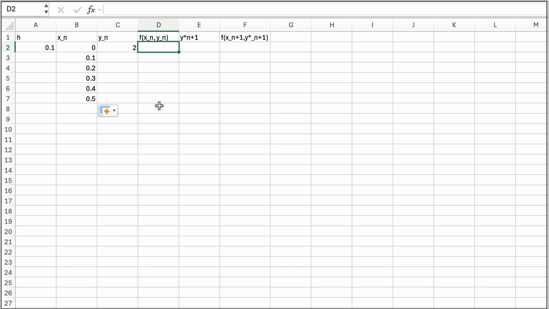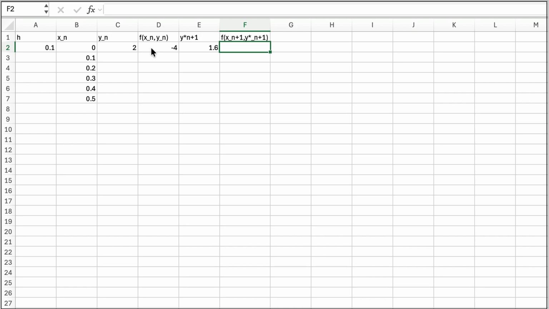f of x sub n, y sub n is equal to 4x minus 2y, and then y sub n plus 1 star is using Euler's formula. So this is equal to previous y value plus the step size, absolute referencing, times our f of x sub n, y sub n. We get that 1.6 that we saw before.